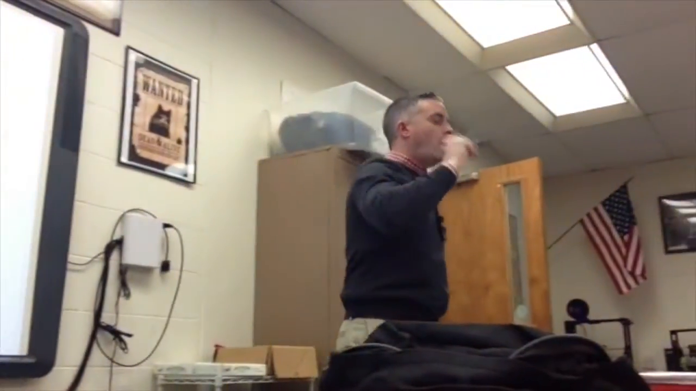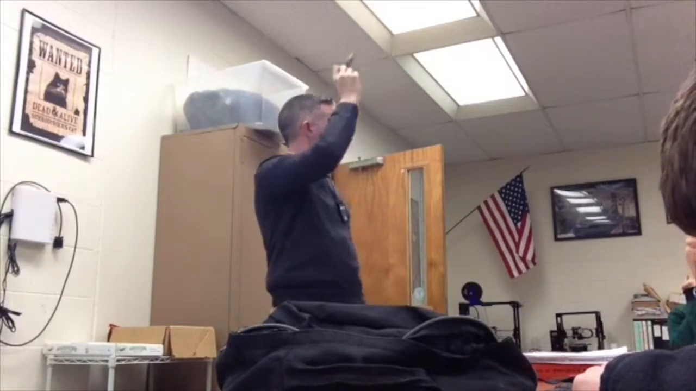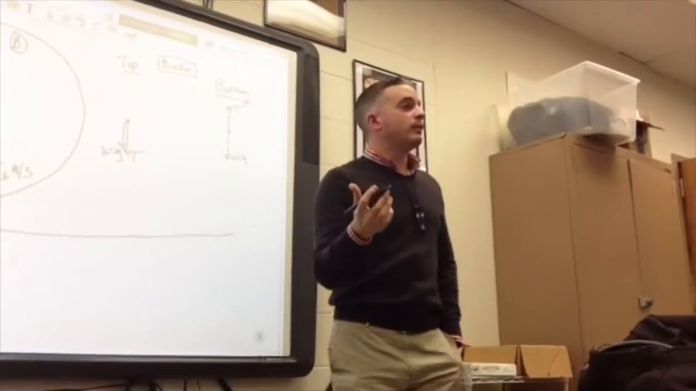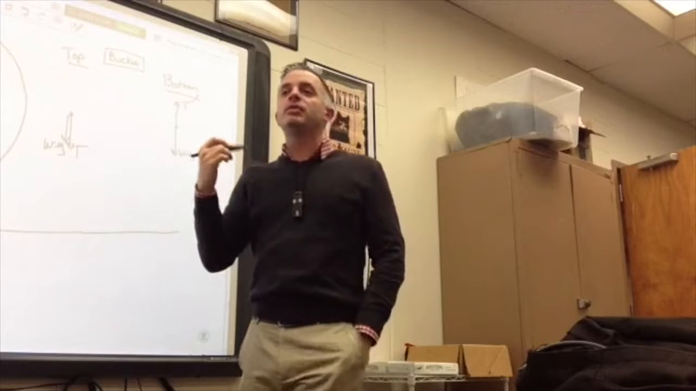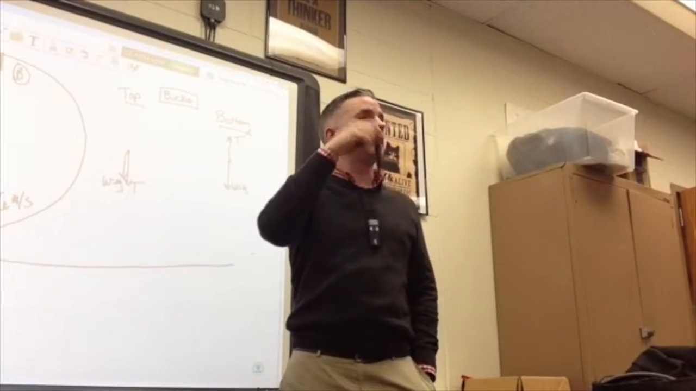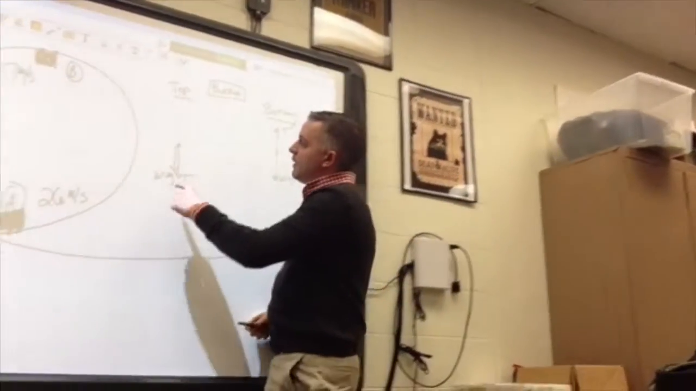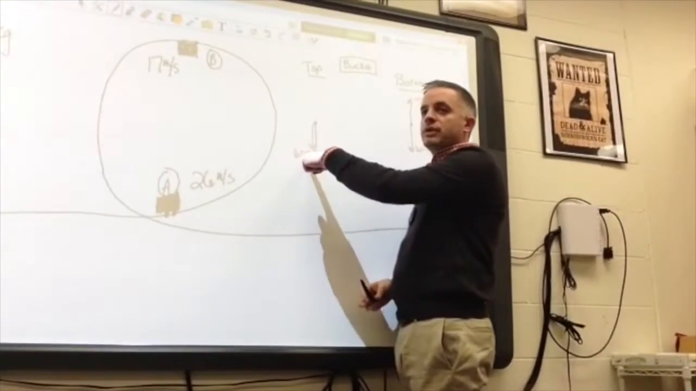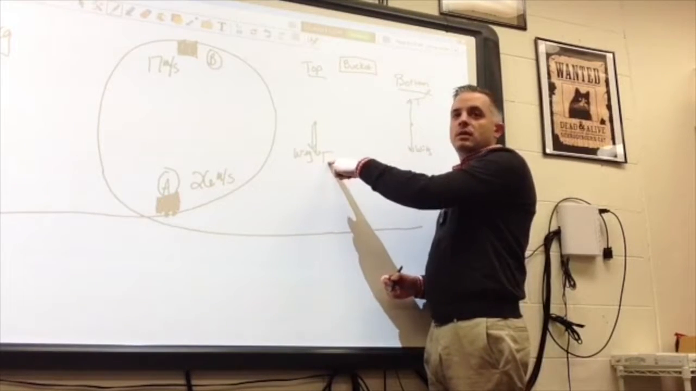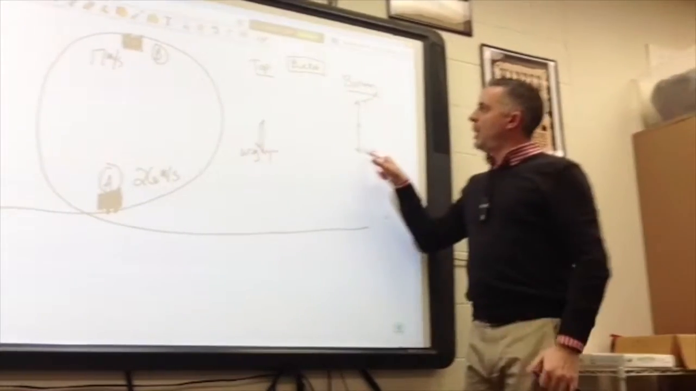If we want the bucket to continue in a circle so that it doesn't go flying off in a straight line and douse Devin, or end up on me, we need a centripetal force, okay? And it needs to be directed which way? Radially inward towards the center, correct? At the top, is the weight directed radially inward? Yes, it is. What about the tension? Yes, it is.